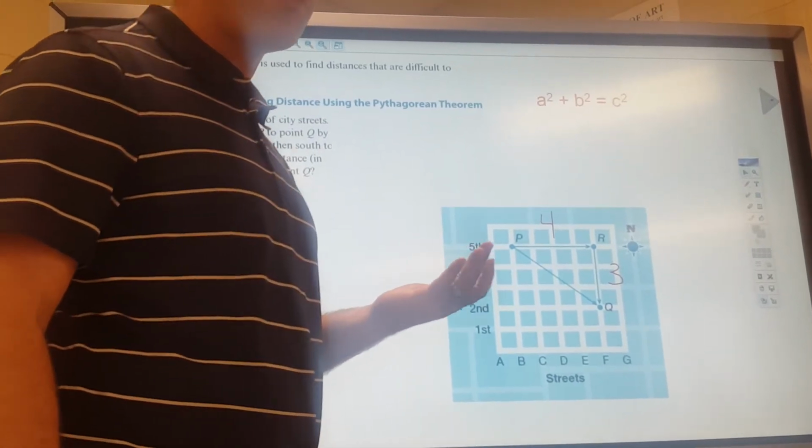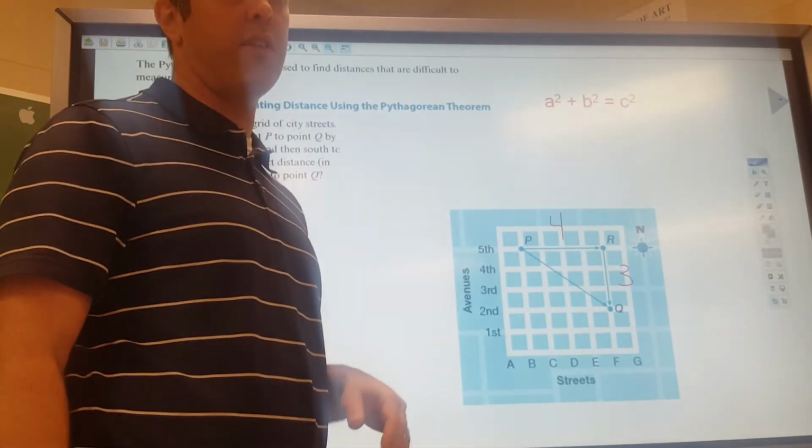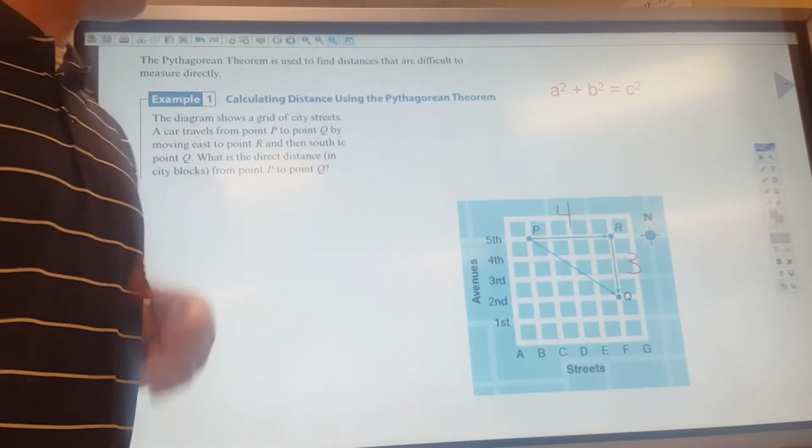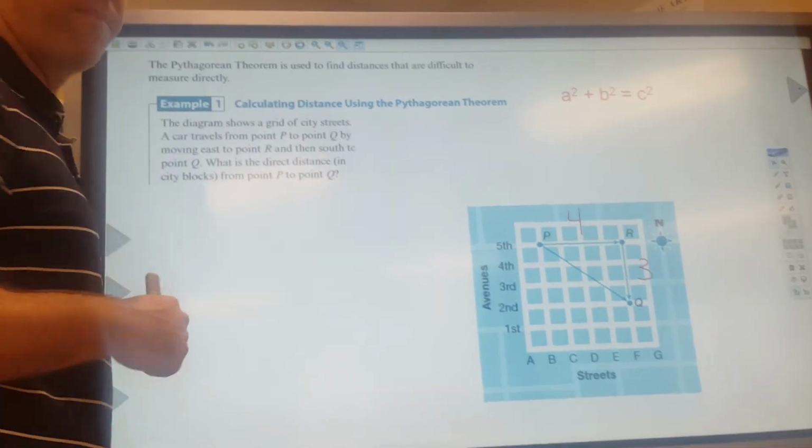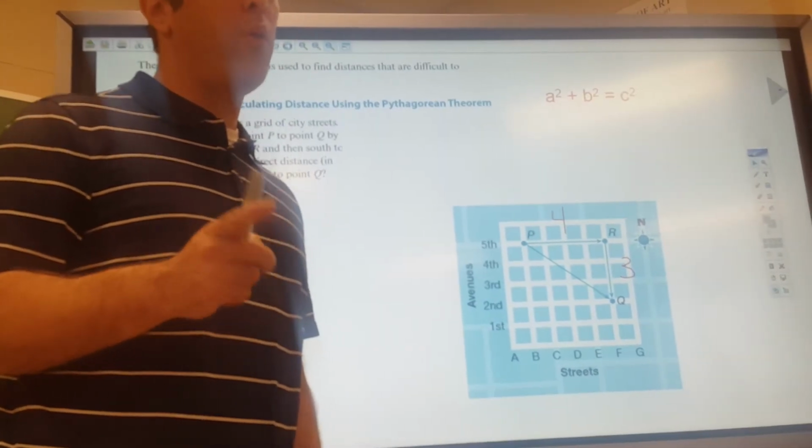Another one to remember that's used a lot is 5, 12, 13. So you can memorize those. You'll save yourself the trouble of solving it by Pythagorean theorem. All right, now, what are the legs? Give you a second to think about it. What are the legs?